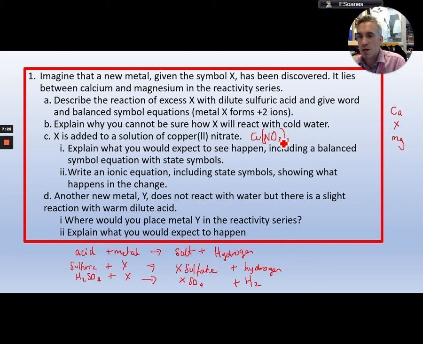Copper nitrate plus X. Now, this is a displacement reaction. Is X more reactive than copper? If it is, what's it going to do? It's more reactive because over here, copper is going to be way down here. Can you work out what happens? I haven't taught you how to do this yet. Ignore that.